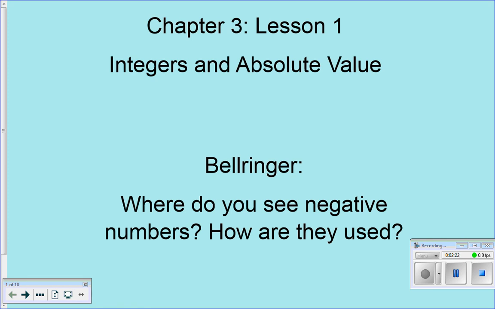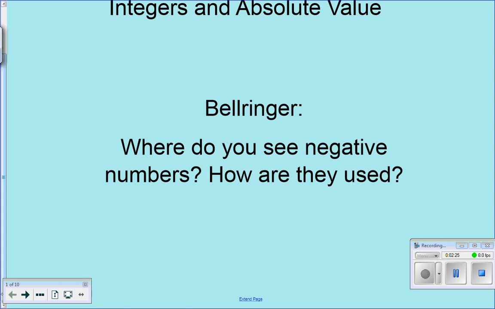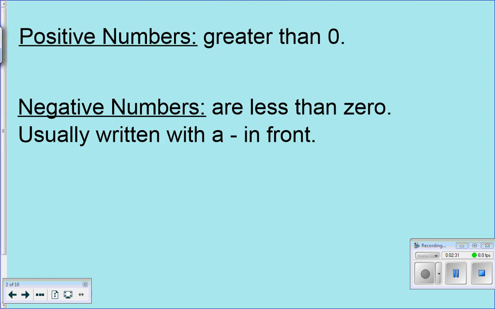Okay, so first thing you need to write down for me, if I can get this thing to move. I don't know why this thing is, I'll just do this. Okay, so positive numbers. This is your first vocabulary word. Positive numbers are obviously greater than 0. Negative numbers are less than 0 and have a minus sign in the front.